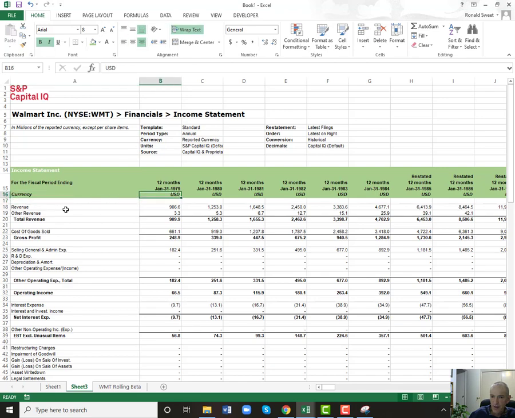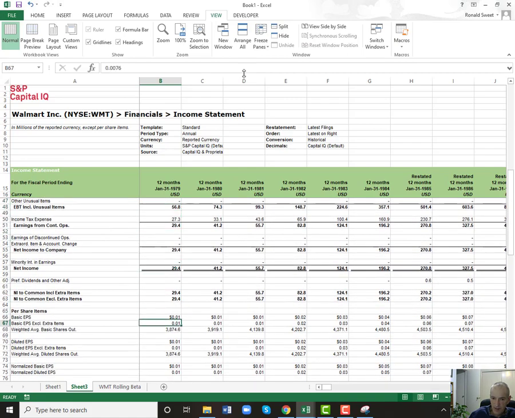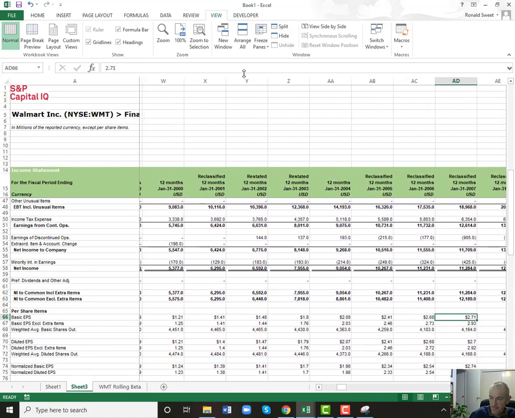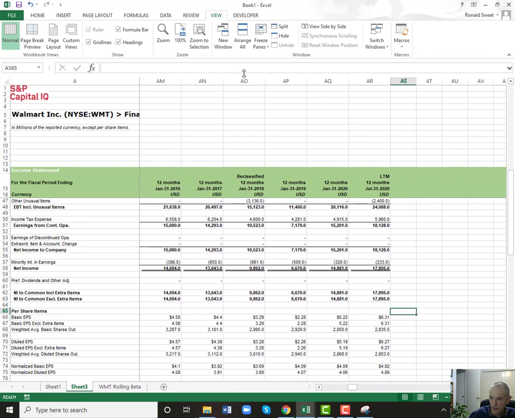So put a title in here. So here we have their earnings per share right here. And so what you could do, you could just do the 10-year, the 5-year, and the 3-year growth. We call these CAGRs, compound annual growth rates.